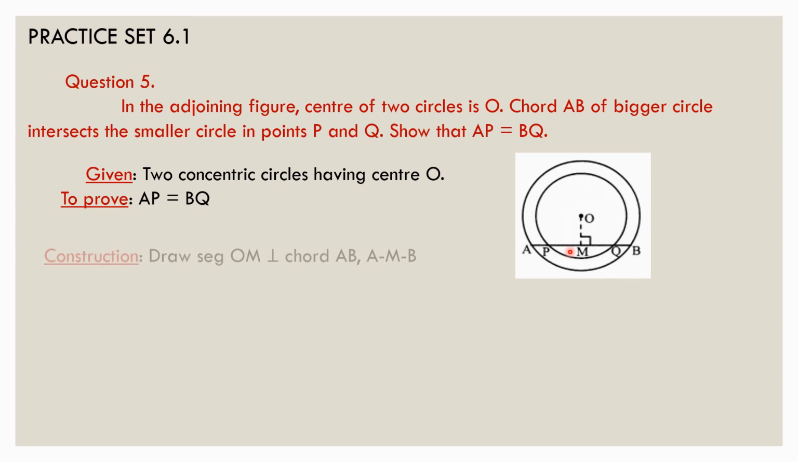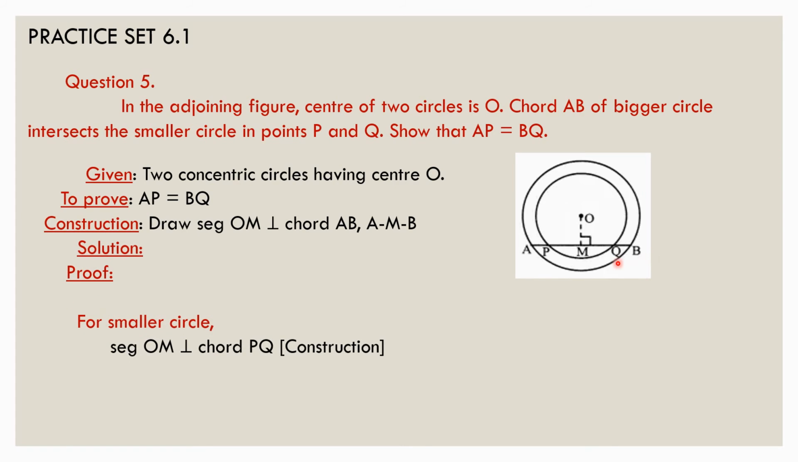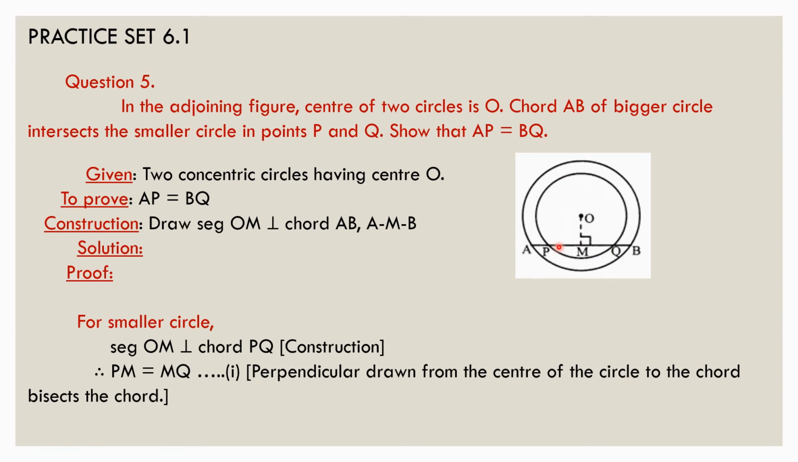First do the construction. Draw the segment OM perpendicular to chord AB, where A-M-B. And the solution, proof. First I am considering the smaller circle, and in the smaller circle segment OM is perpendicular to chord PQ, and by the properties of the chords, a perpendicular drawn from the center of the circle to the chord bisects the chord. Therefore, PM is equal to MQ. That is equation 1.